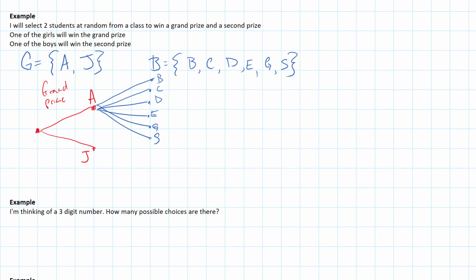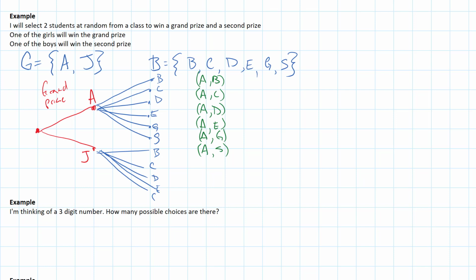So looking at this, it means that I could have as my winning set A, B, or A, C, or A, D. You sort of see the pattern here. So these are my possible sets that I could be creating. I guess technically they'd be subsets. And if we consider it this way, we can do the same thing if J wins. So J, we could have B win, we could have C win, D, E, G, or S. And then we would create the same kind of sets.